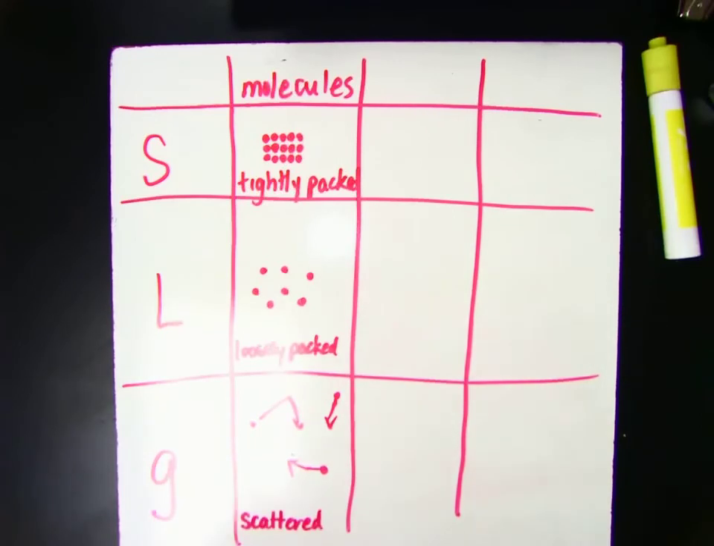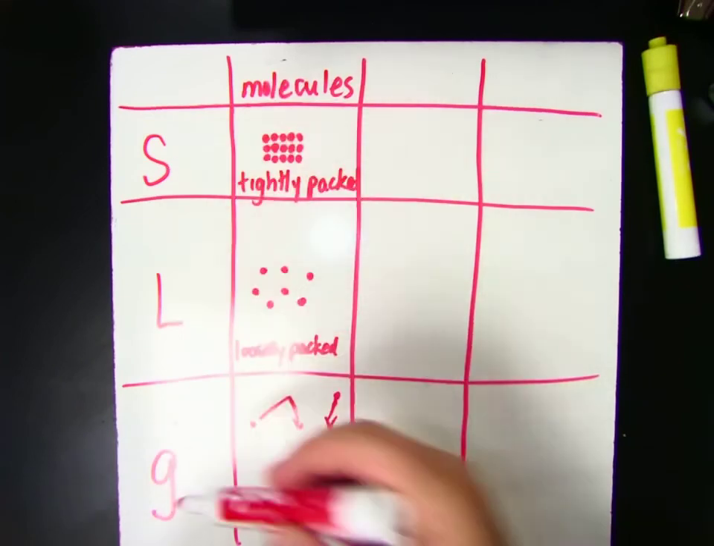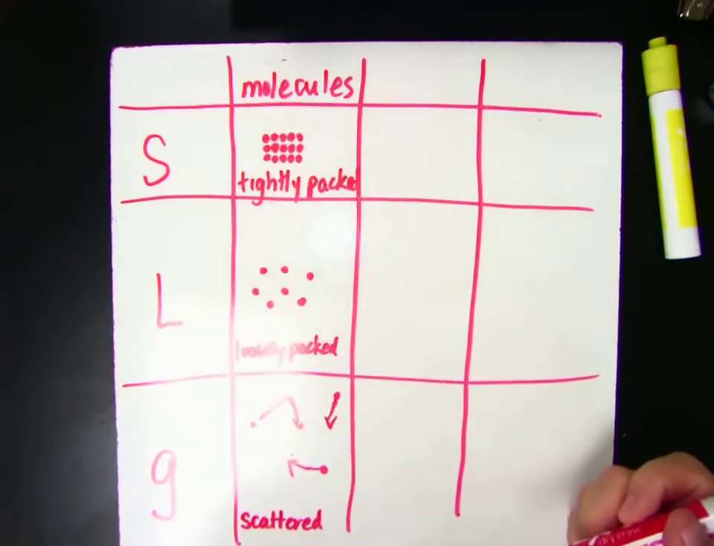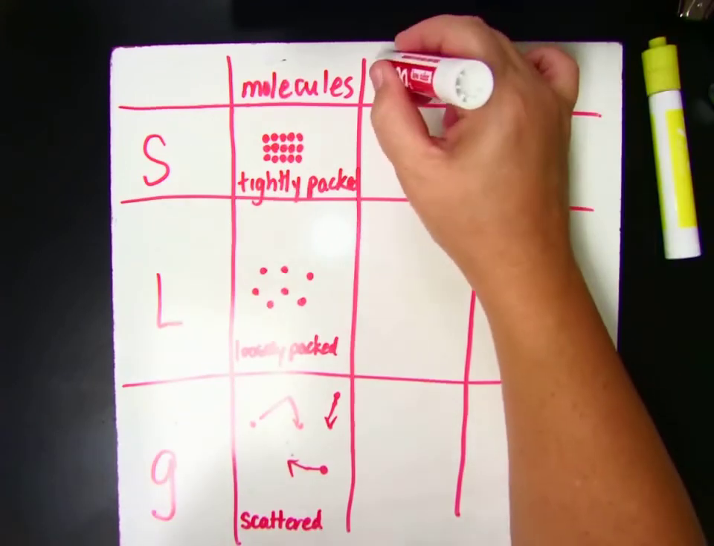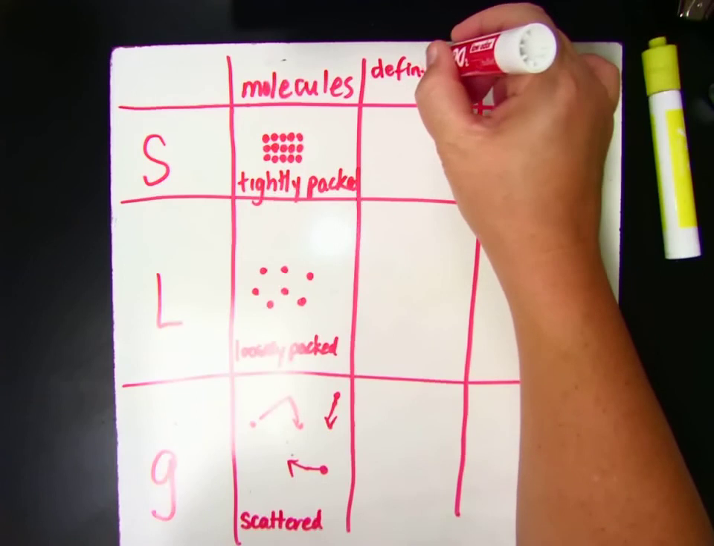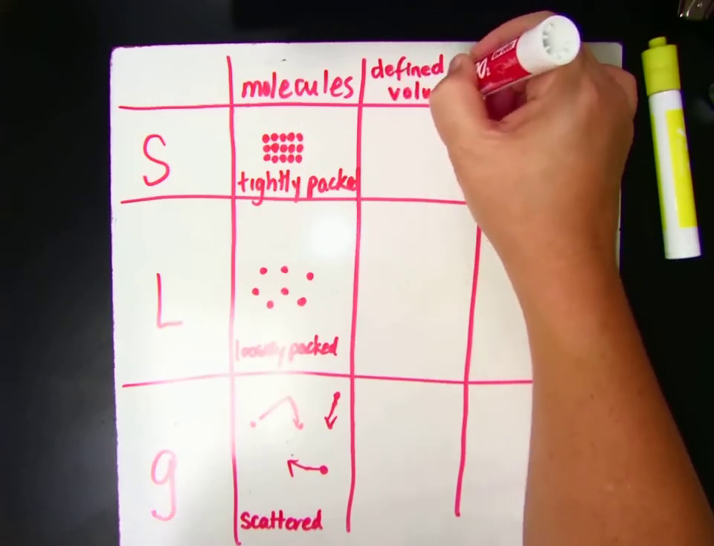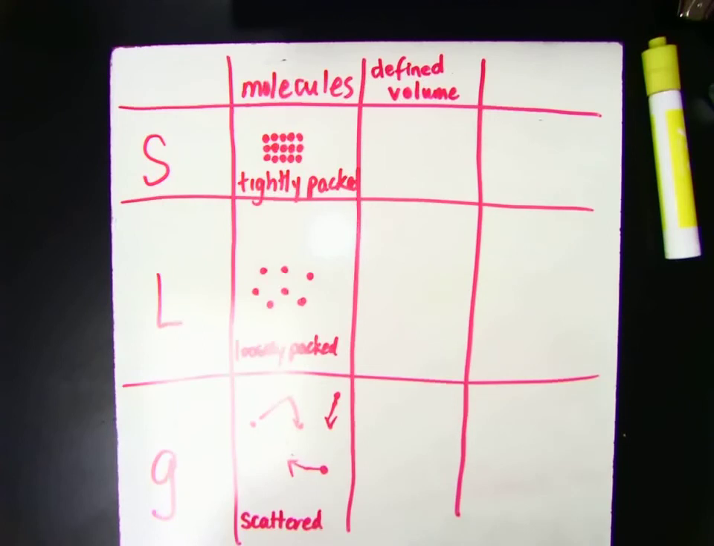Okay, now the next thing that we want to talk about is whether each of these has a definite volume. Does the volume of each of these stay the same? And what we call that is defined. Is it a definite or defined volume? So that's the amount of space it takes up. Does it take up the same amount of space all of the time?